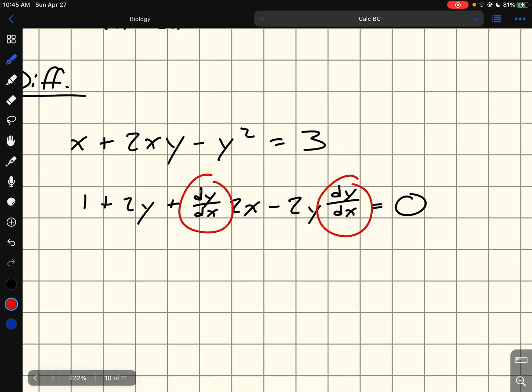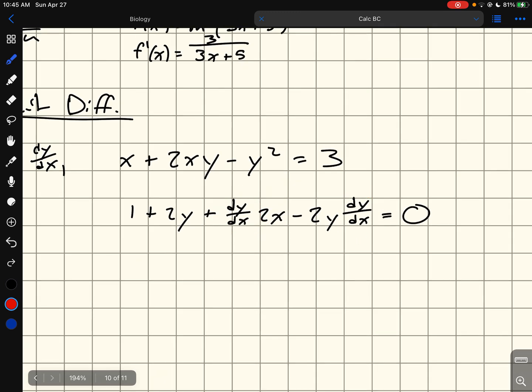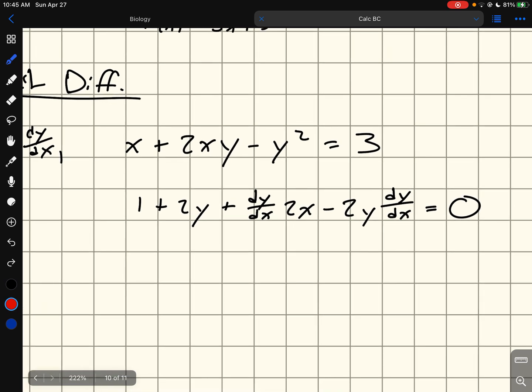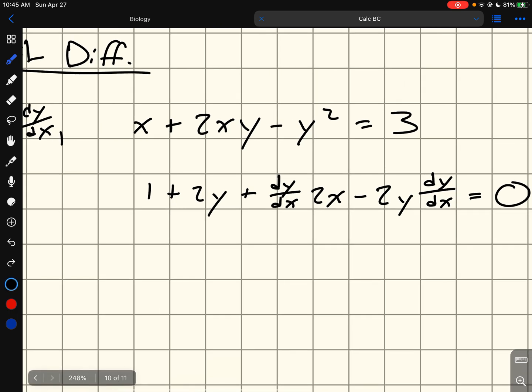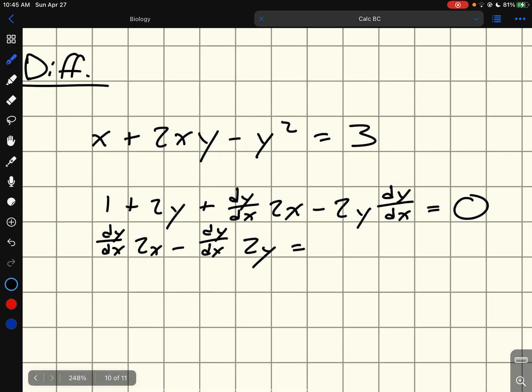So now they're asking us to find dy dx. We're going to separate these from the rest of the function. What we want to do is move everything that doesn't have a dy dx to the other side. So this 1, this 2x, they're all going over there. So we have our dy dx times 2x, and I'm going to write this dy dx first, just for organization. Then we subtract 1 to the other side, and we subtract a 2y to the other side. So negative 1 minus 2y.